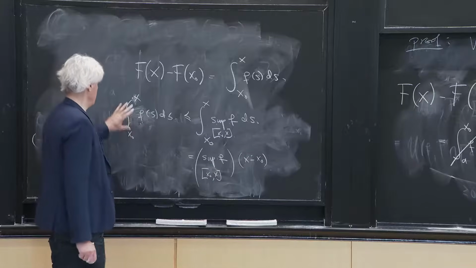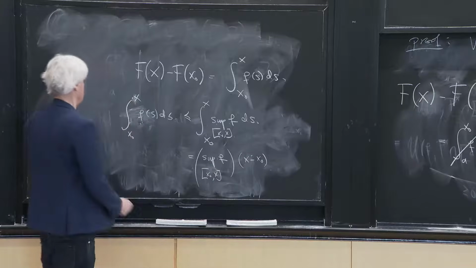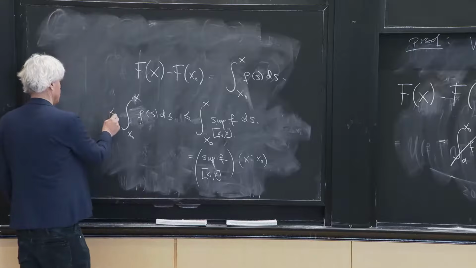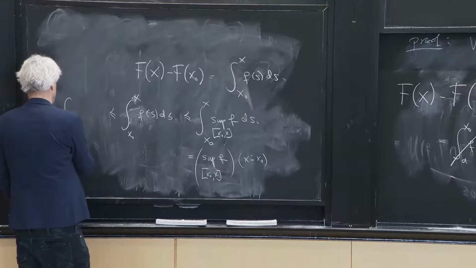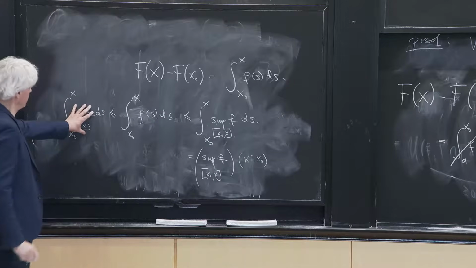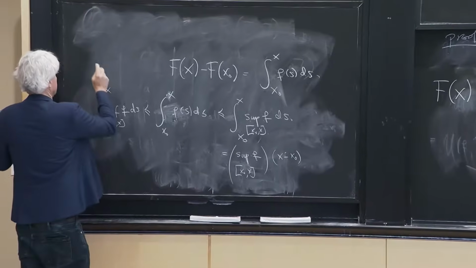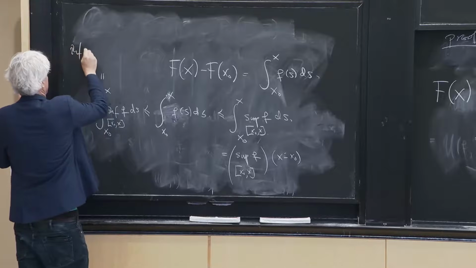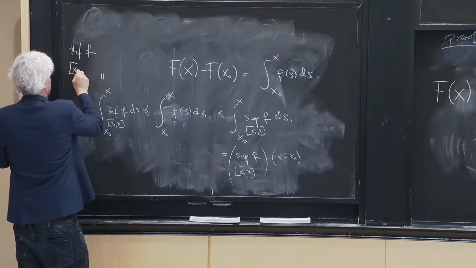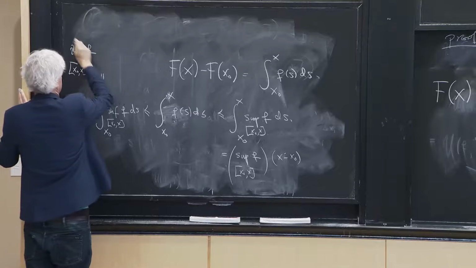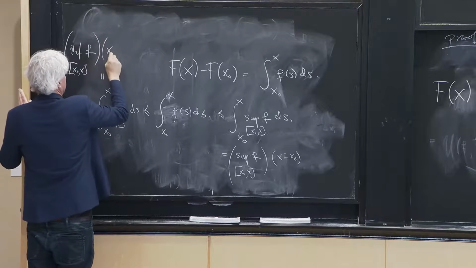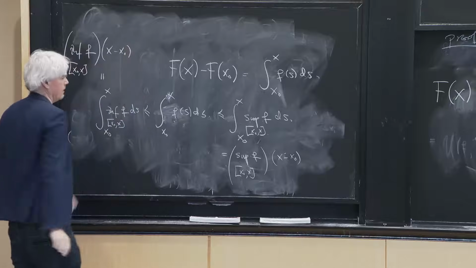Likewise, this function here on this little interval is bigger or equal to the inf. So this is bigger than if you were just integrating the inf of the function on this same interval. But the inf is just a constant. This pops out. So this thing here is just the inf of the function on this interval here times the length of the interval. Okay, like that.